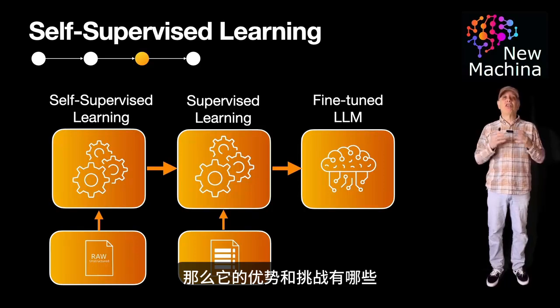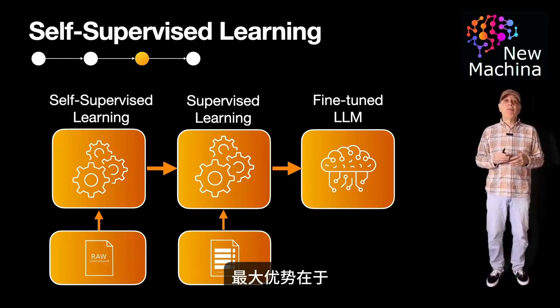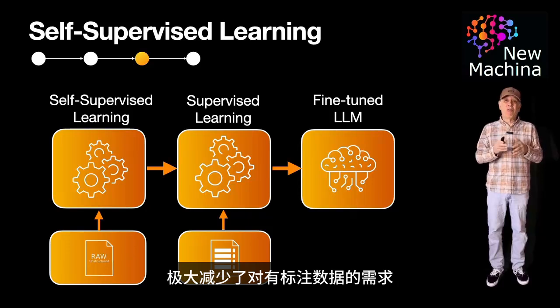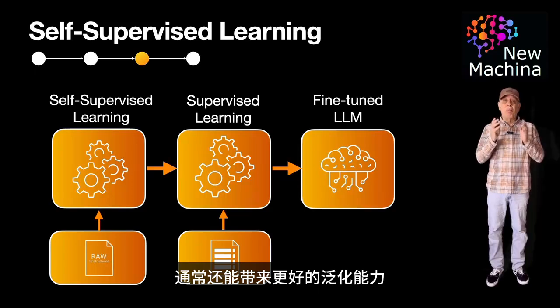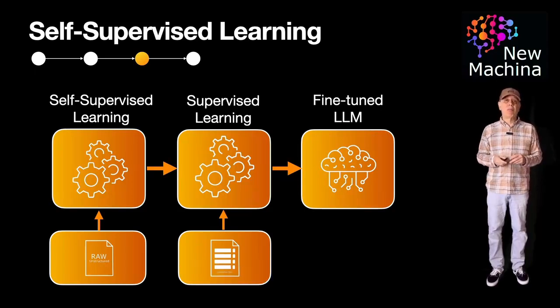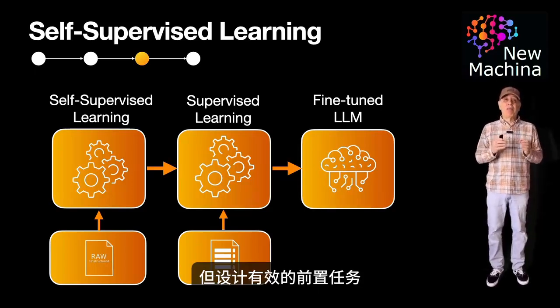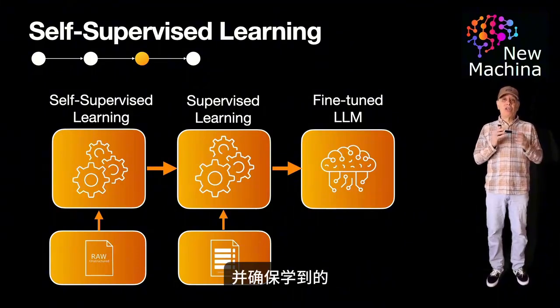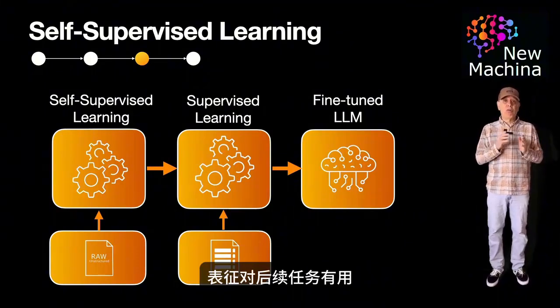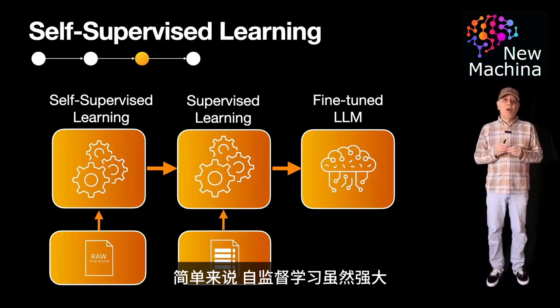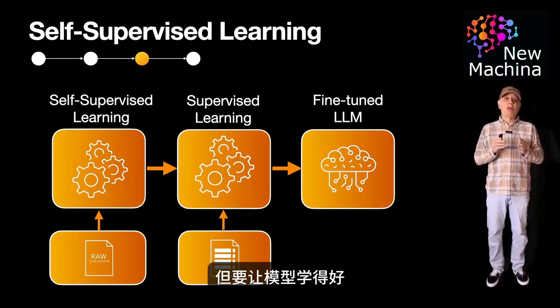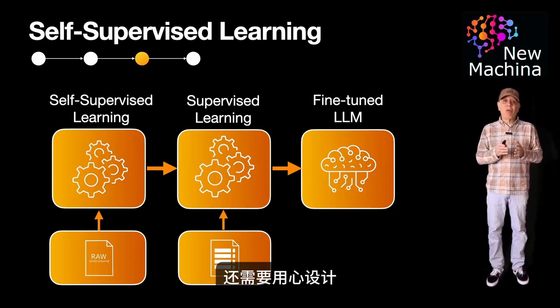So what are the advantages and challenges? Well, the main advantage is a significant reduction in the need for labeled data, allowing for the use of vast data sets, often resulting in better generalization. However, designing effective pretext tasks and ensuring that the learned representations are useful for downstream tasks can be complex and requires careful consideration. Simply put, while self-supervised learning is powerful, it requires thoughtful design to ensure models learn effectively.